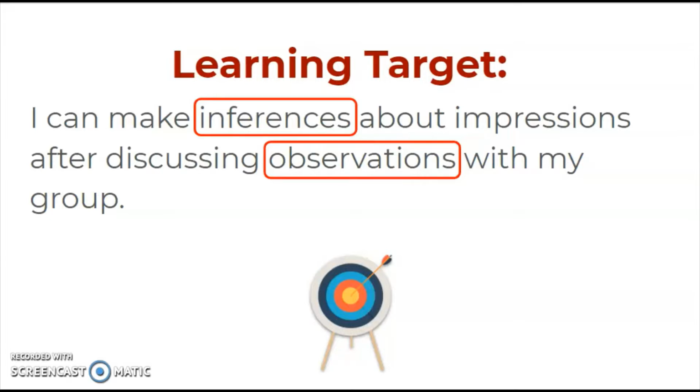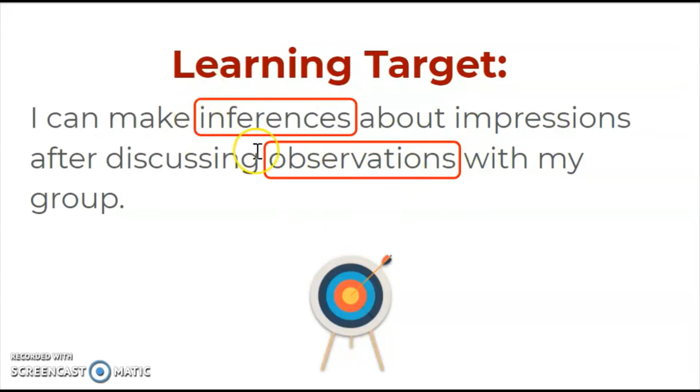Impressions give a ton of information about what life was like back then and possibly how an animal died or how a tree died. There is so much information in an impression. So we're going to be looking at impressions, and the first thing we're going to do is make observations, or noticing something about those impressions.